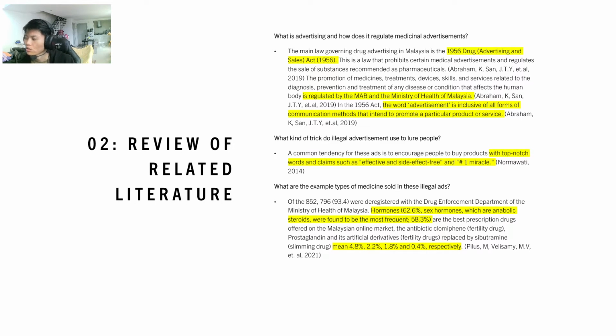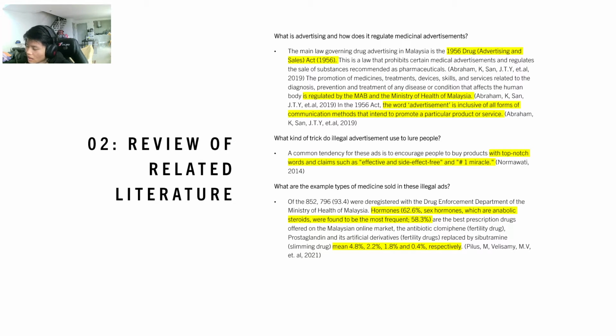What are the example types of medicine sold in these illegal ads? So here we can see the most highly bought products which are not registered are hormonal products. 62% are sex hormones, and anabolic steroids were found to be the most frequent, at 58%. So hormones are the most common prescription drugs offered on the Malaysian online market.